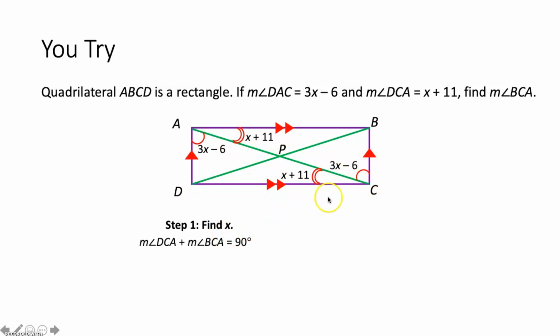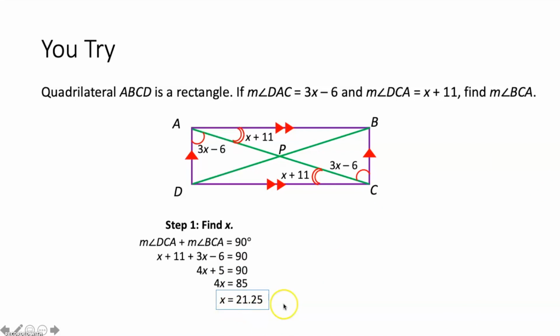I then just plug in what those things are equal to. The measure of angle DCA is x plus 11. That's going to go in here. The measure of angle BCA is 3x minus 6. That's going to go in here. I can then solve for x by combining like terms. x plus 3x gives me 4x. 11 minus 6 gives me 5. I then solve for x by subtracting 5 on both sides, dividing both sides by 4, and I get x is equal to 21.25. Now, I'm not done.